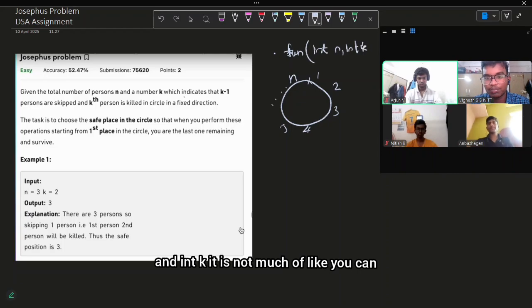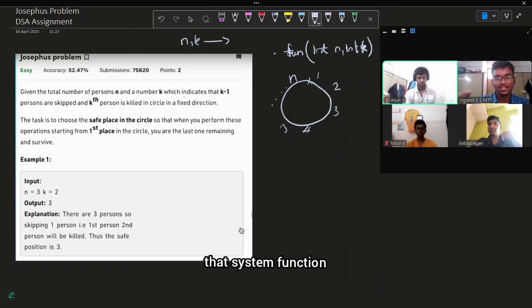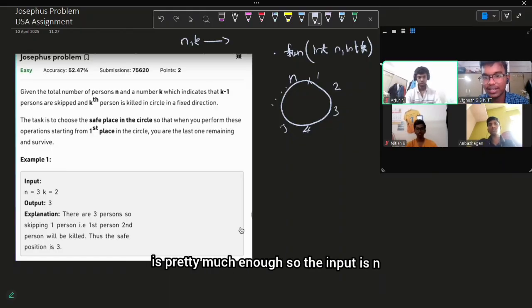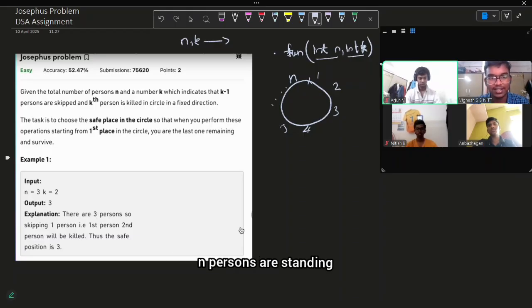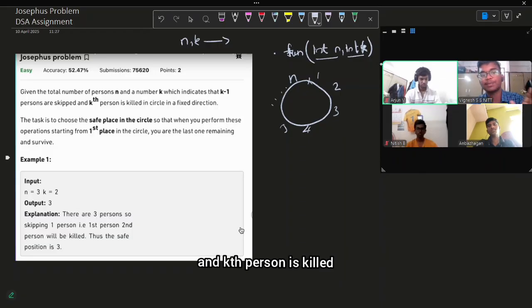They are giving just int n and int k. You can just assume the input to be n and k. I am writing a function that doesn't need to be much, and pseudocode is pretty much enough. So the input is n and k. What they mean is n persons are standing, and k indicates that k minus 1 persons are skipped and the kth person is killed.